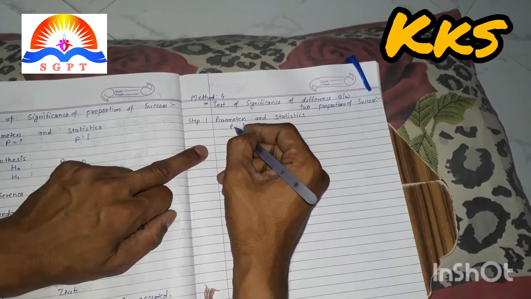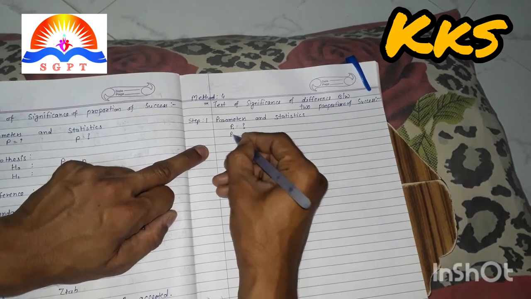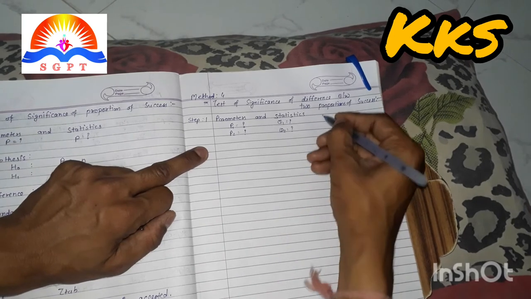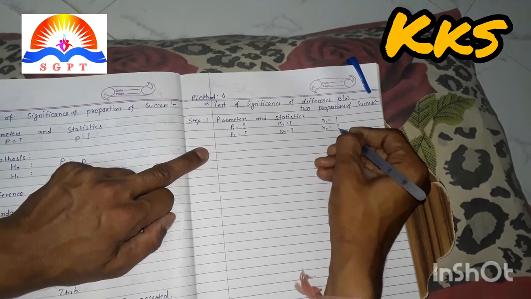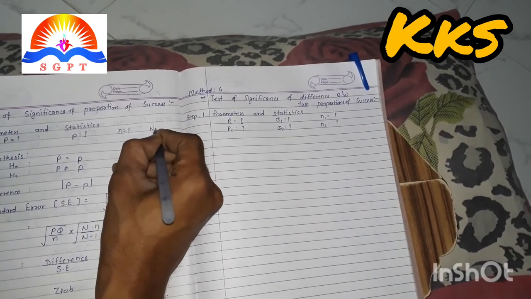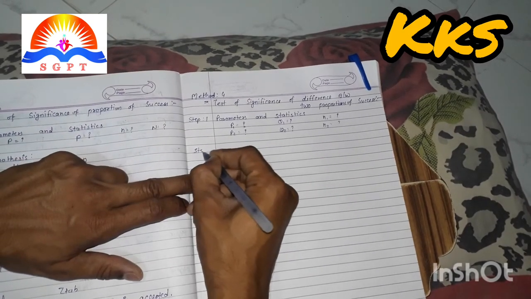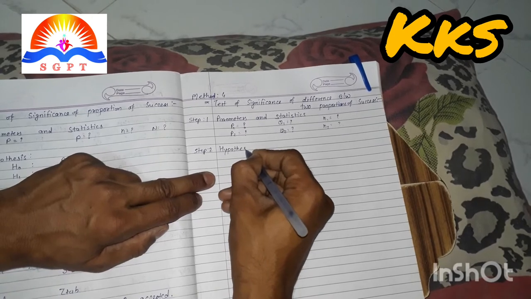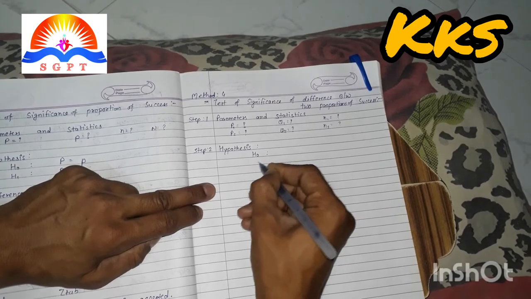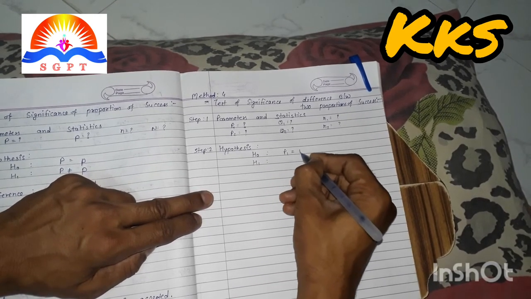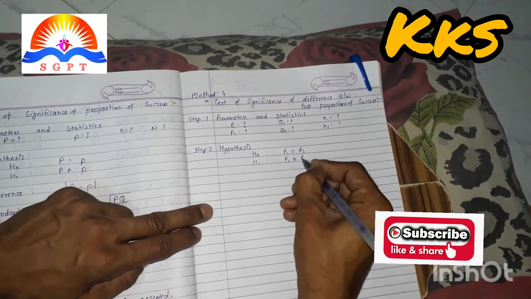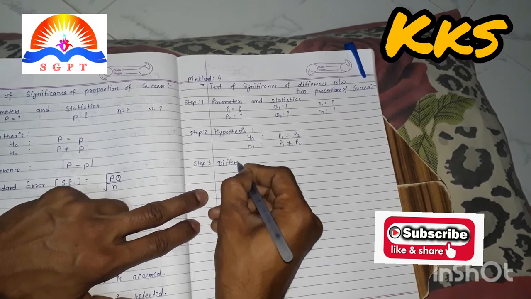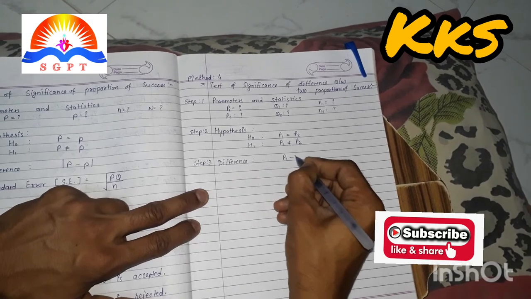Here is P1 and P2, then Q1 and Q2. You have to find out yourself. Then N1, N2 will be there with you. Here N, if capital N is there. Then step 2, hypothesis: H0, H1. P1 is equal to P2, P1 does not equal to P2. Step 3, difference: P1 minus P2.